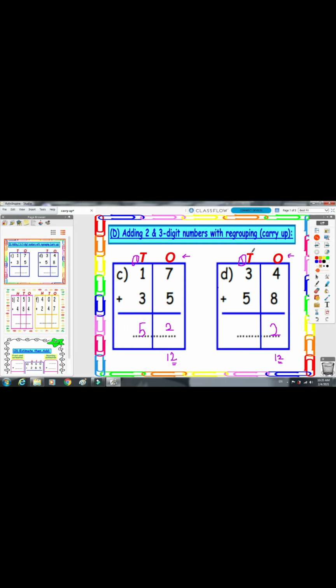And now it's time to add the digits inside the tens house. I have here 1 plus 3 plus 5. 1 plus 3 equals 4, and 4 plus 5 equals 9. So the answer now is 92.